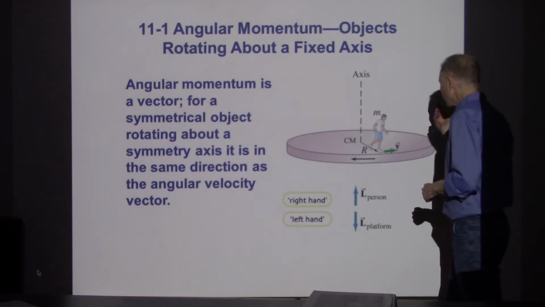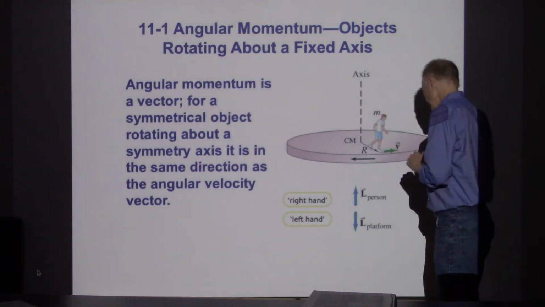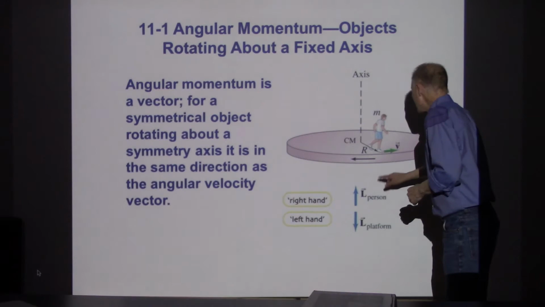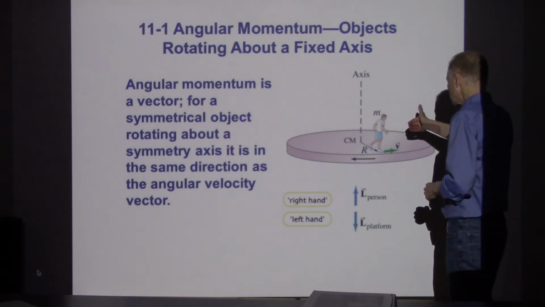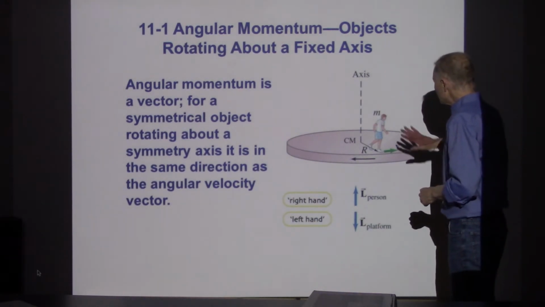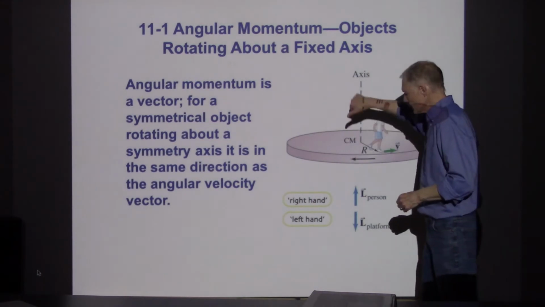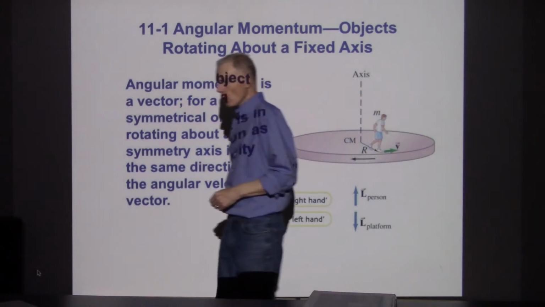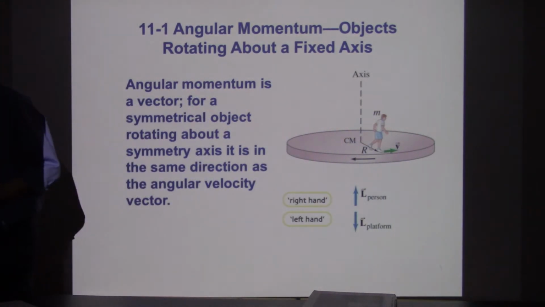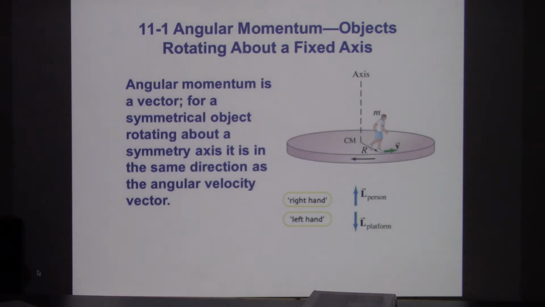And then the platform begins to pick up angular, oh, we got it backwards. The person begins to pick up angular momentum in the positive direction, and the platform begins to pick up angular momentum in the negative direction. So the left-handed motion gets an arrow that ends up being downwards in the picture. If the person runs faster and faster, then the platform goes faster and faster in the other direction.